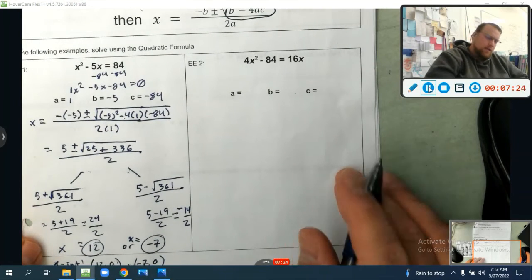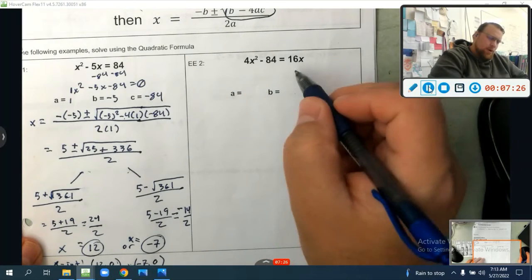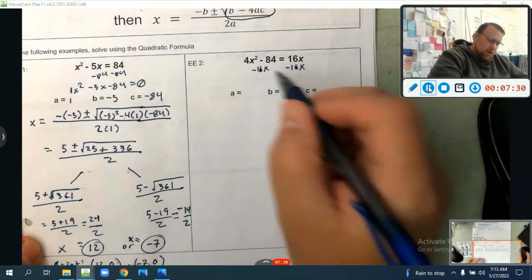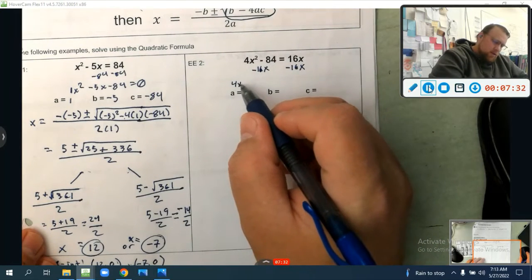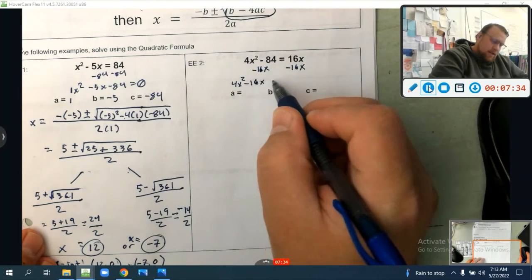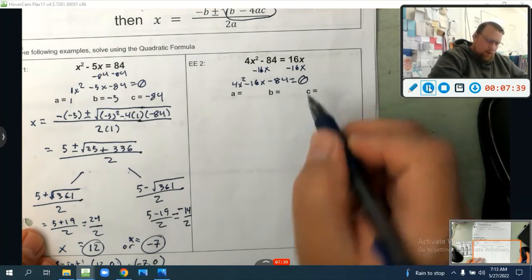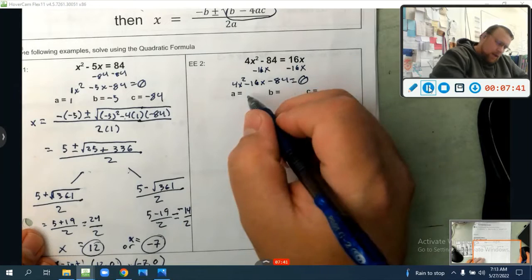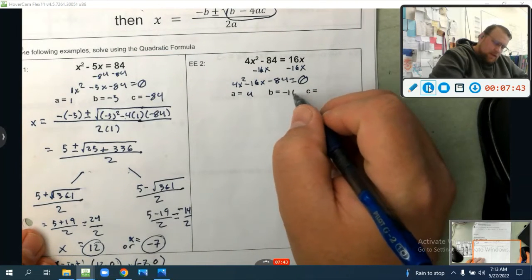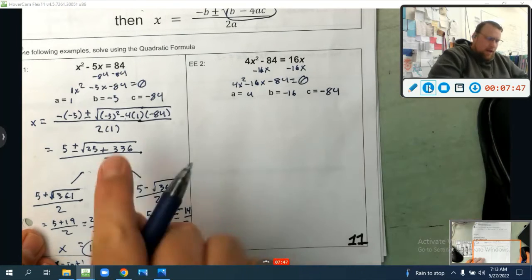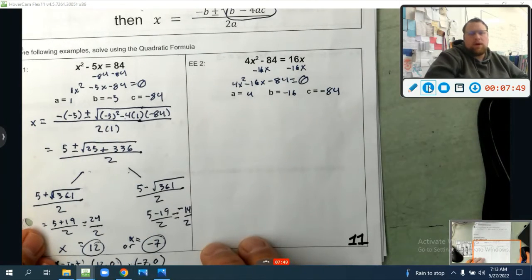So when we look at our extra example 2, we got to subtract our 16x over this time. Make sure you put it in the middle. So this is going to become 4x squared minus 16x, and then minus 84 equals 0. We need it equal to 0. And then we get an a of 4, b of negative 16, and a c of negative 84. Take a minute, guys. See if you can set up the quadratic equation, that whole x equals, right? Ready, set, go.